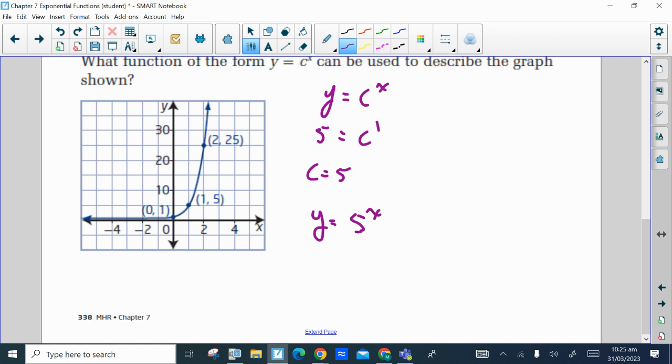You could have got the same thing using the point 2, 25, but the point 0, 1 wouldn't work for us. We'd get at the end 1 equals 1, which is true, but it doesn't tell us what c is.